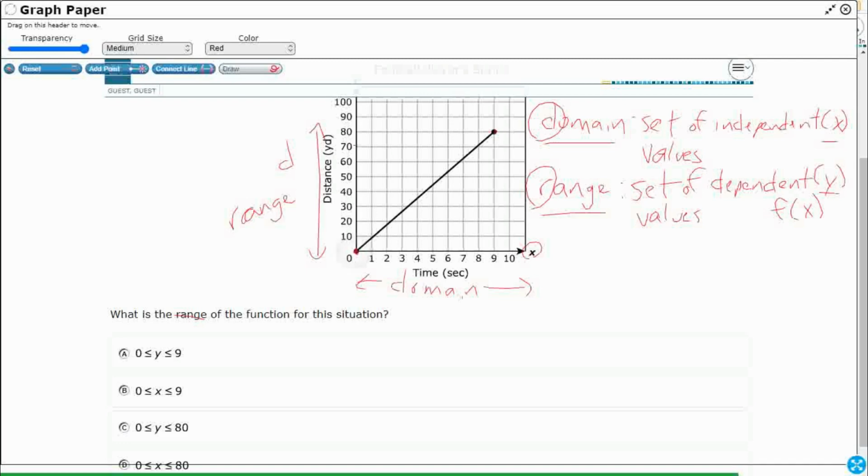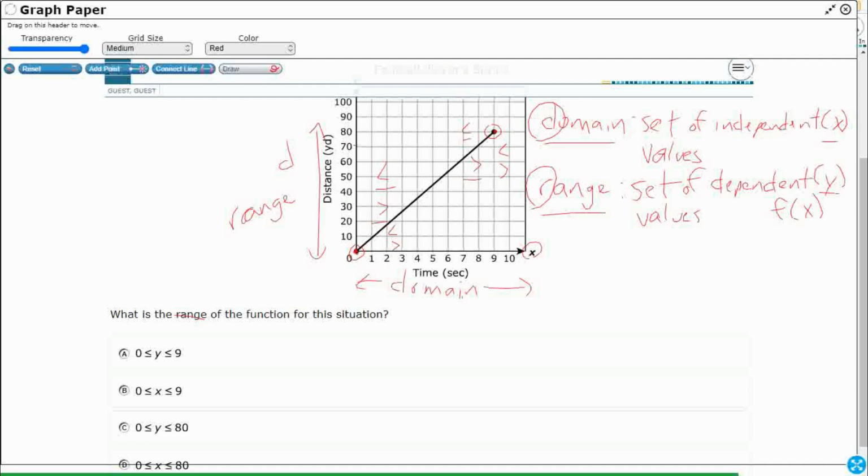And it's going from that 0, and we're not necessarily looking left and right, that's our domain. We're looking up and down. And since we've got closed circles at 0 and 80, so it looks like we've got a line segment, we need to include those two, right? So we're going to use less than or equal to or greater than or equal to. If we had open circles like this, that means we would not include the 0 or the 80, and so we would just do the greater than or less than, but not have the equal to.